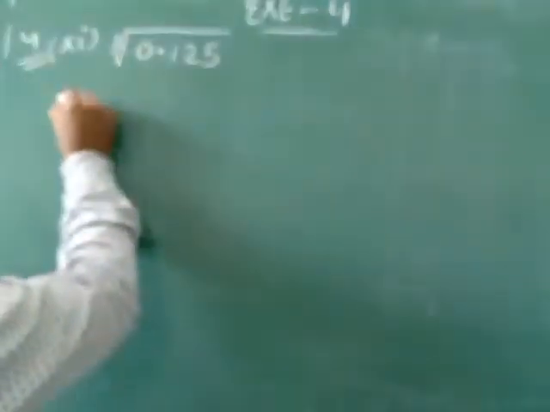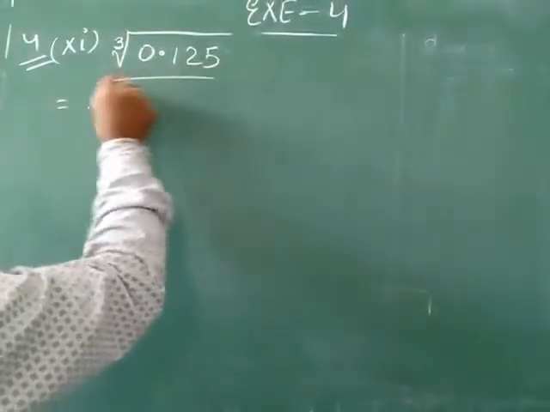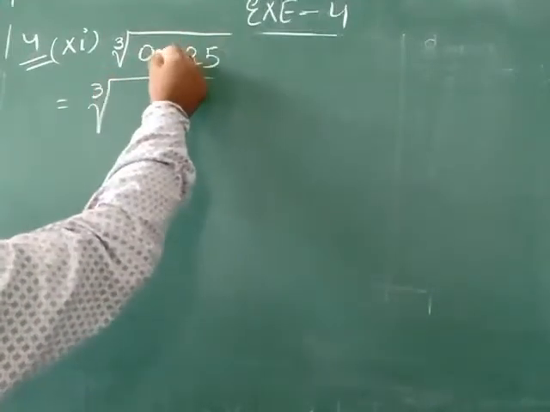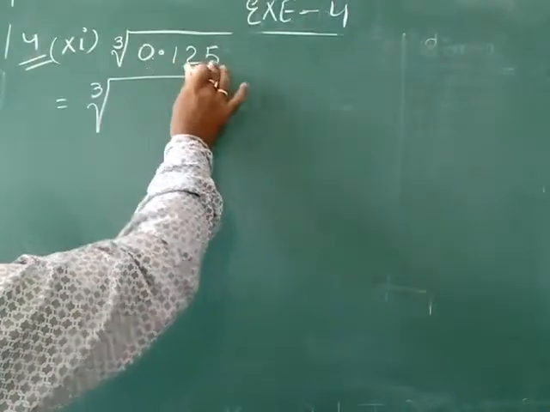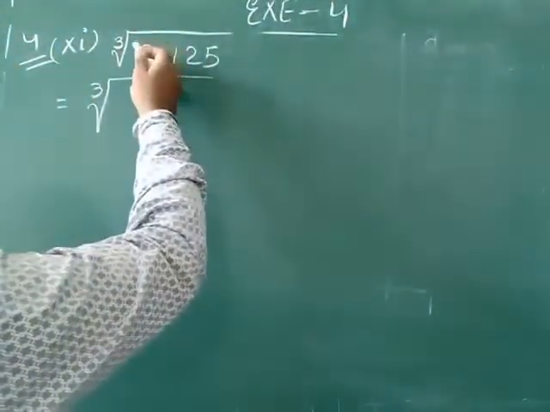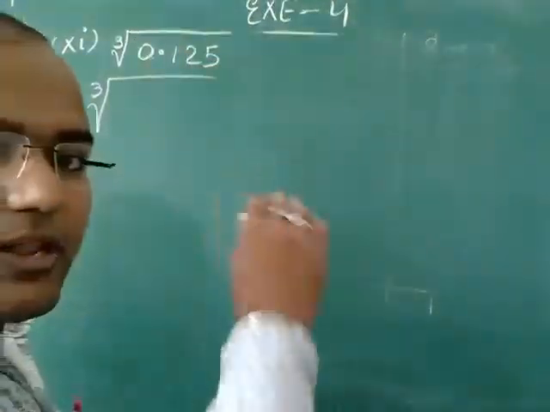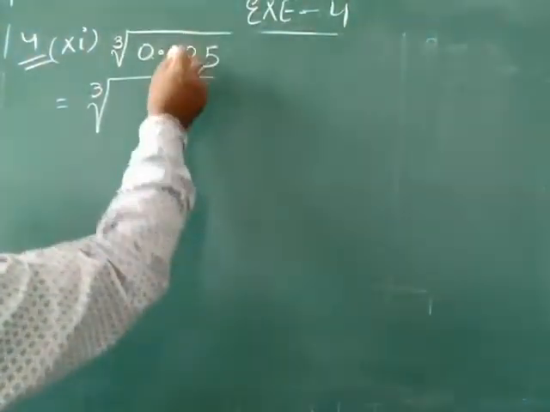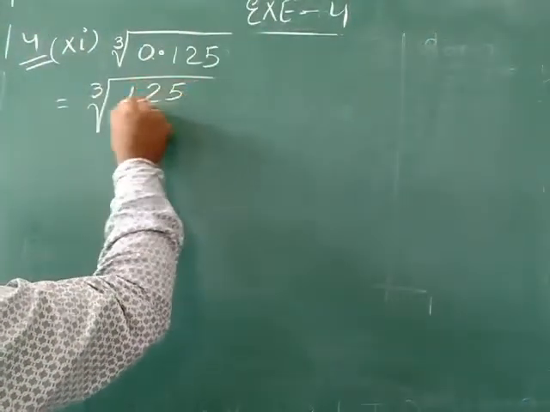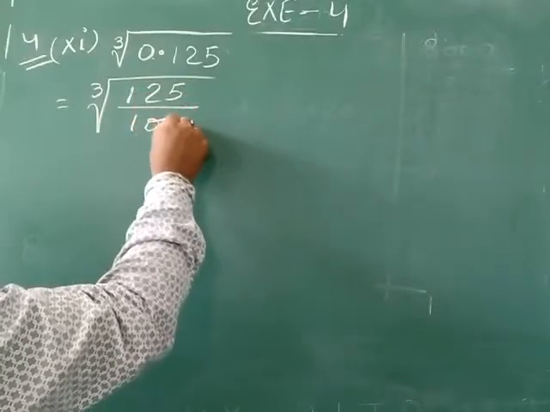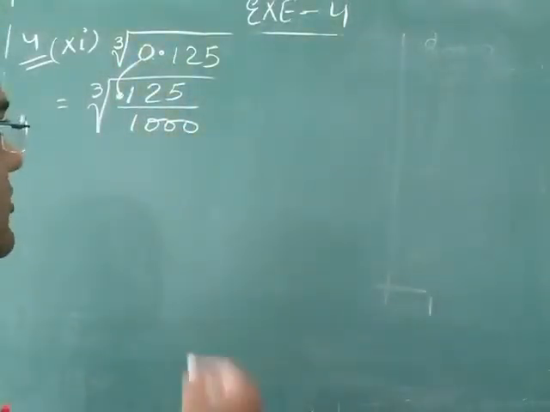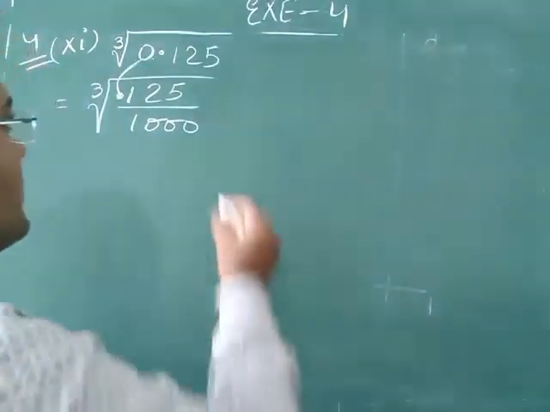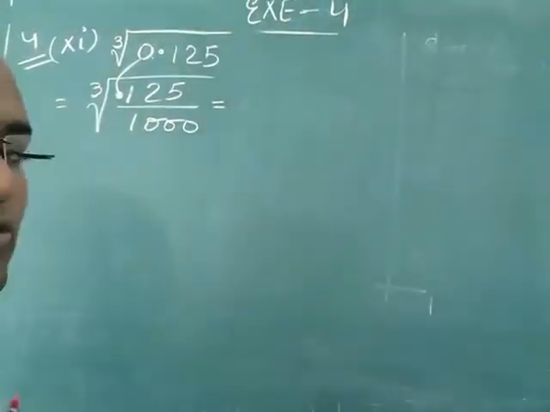So under the cube root, when we remove this point, in the denominator we have to take 3 zeros. Why will we take 3 zeros? Because on the right-hand side of the decimal 3 digits are there, so when we remove the point, the answer will come 125/1000.